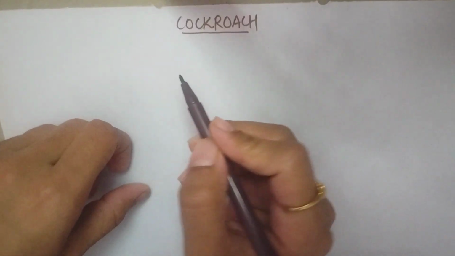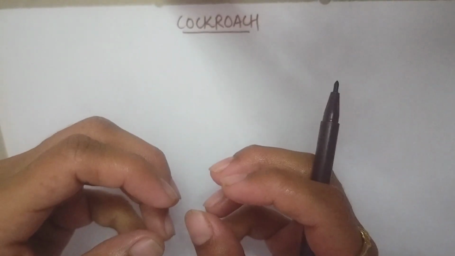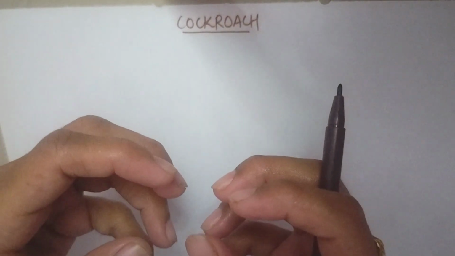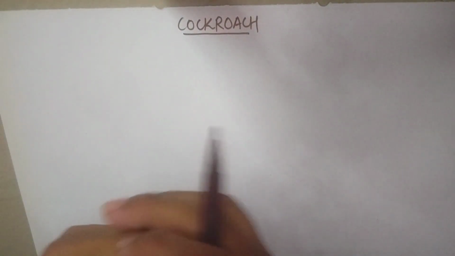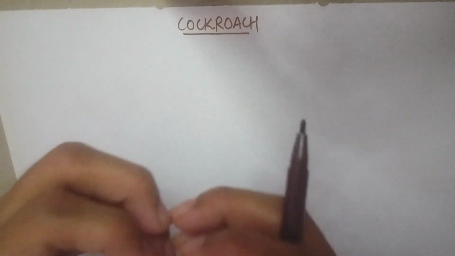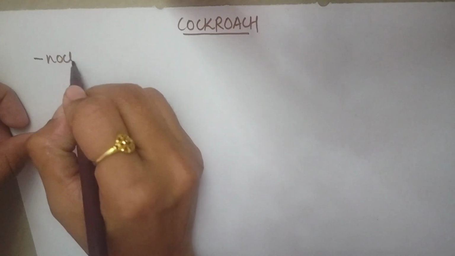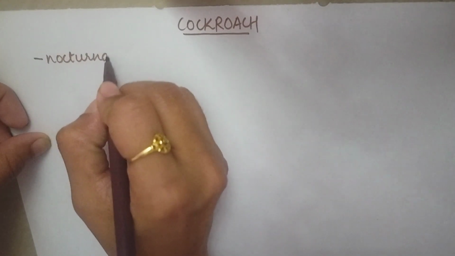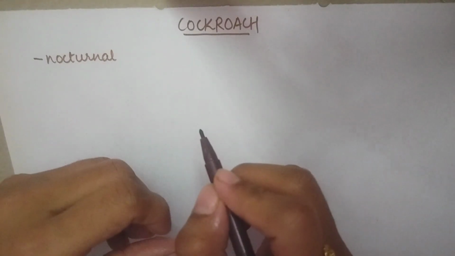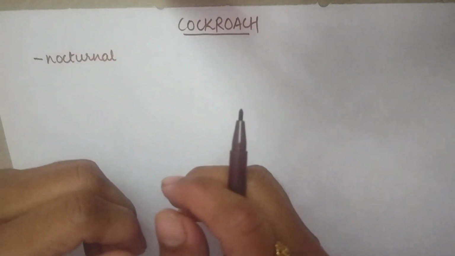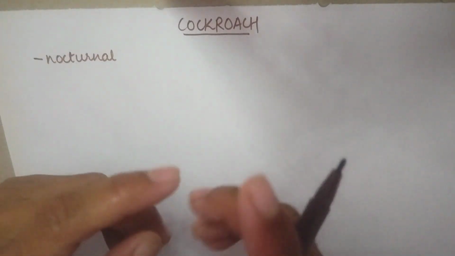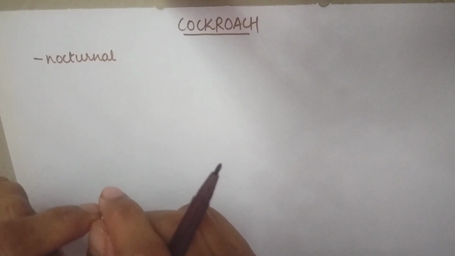Now cockroach is an omnipresent animal. What is omnipresent? Omnipresent means it is present everywhere. It prefers damp places, moist places, and one of its features is that it is a nocturnal animal. Nocturnal as in it will prefer night. You will find cockroaches roaming here and there during night time. So it is a nocturnal animal.